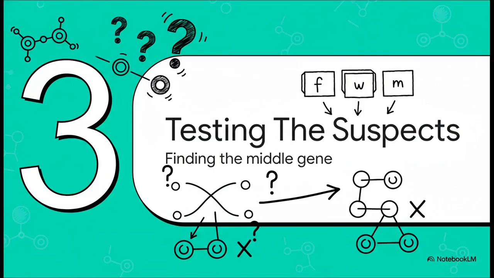Okay, so we have 3 suspects for the identity of that middle gene. It could be F, it could be W, or it could be M. We're going to test each one with a really simple question. If you were in the middle, what would the double crossover offspring look like? Only the true middle gene is going to give us a prediction that actually matches our evidence.